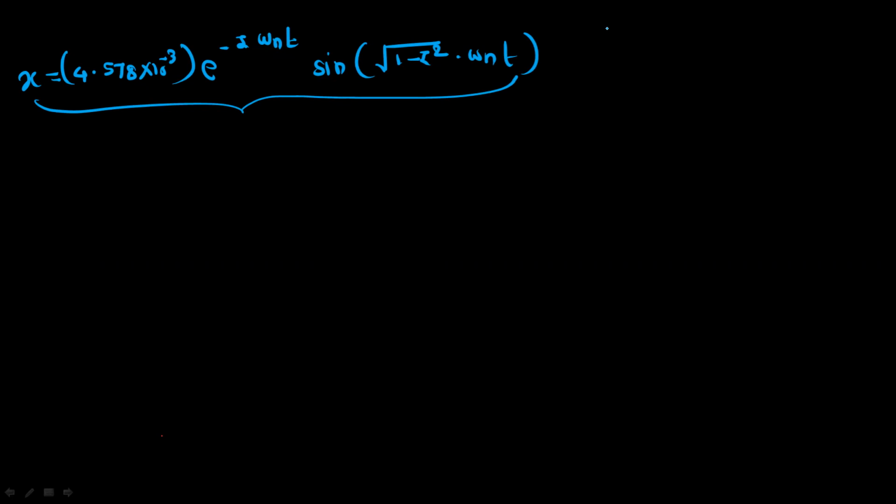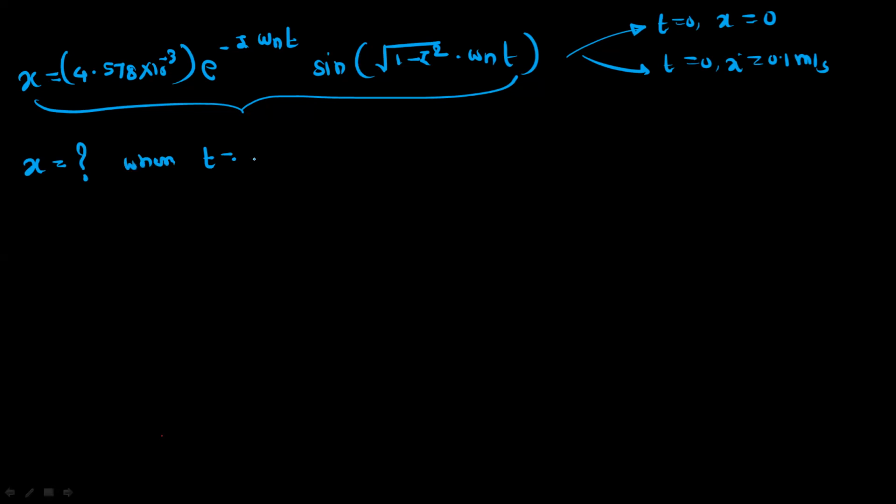Okay. So these boundary conditions are at t equal to 0, x is equal to 0, and the second condition is at t equal to 0, x dot is equal to 0.1 meter per second. So now what is the question? We should find out the displacement. So what is the x when t is equal to 1 second? This is the first question.